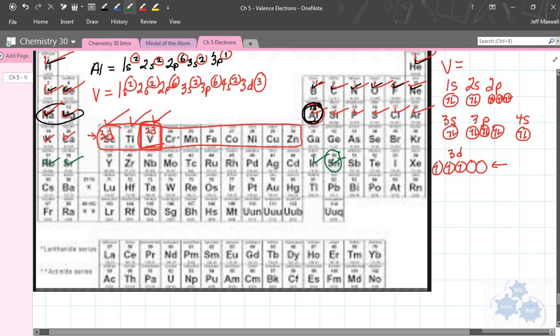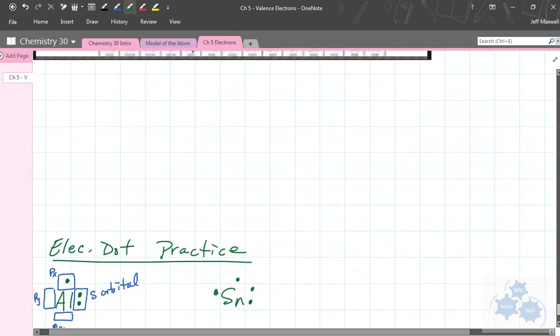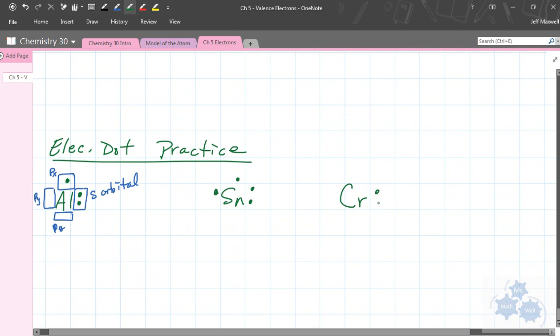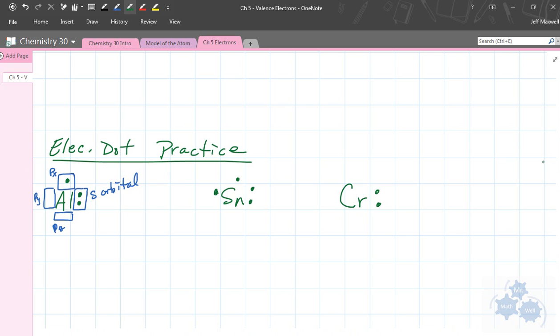So let's take a look at chromium. What about chromium here? It's got some electrons in the 3d orbital, but remember the valence electrons are only the s and p. So how many valence electrons does chromium have? 2 is correct, yes. It just has 2, these 2 right here. These ones don't count. They're there, but they don't count. So if we're talking about valence electrons, chromium just has 2. All of those elements in the d orbitals there just have 2.